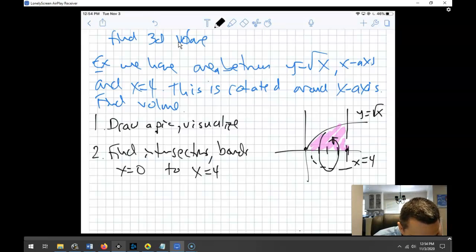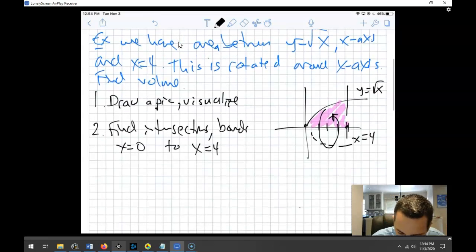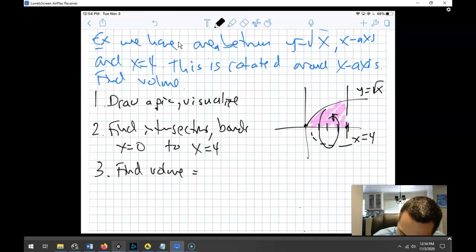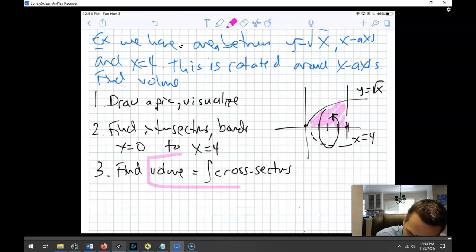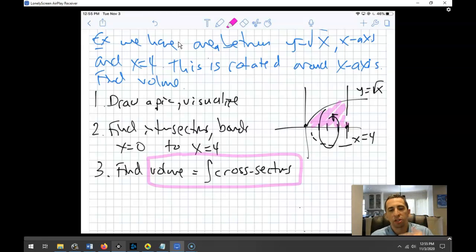Okay, so that's that. Now the third thing we're going to do, and I'm going to give you several key equations today, and I'm going to box all of them, is find the volume. And volume is always going to be the integral of cross sections. And this is probably the key equation from this chapter. Volume is the integral of cross sections. Put a big box around that. That's one of the keys. I'm going to put a big box around all the key equations today.